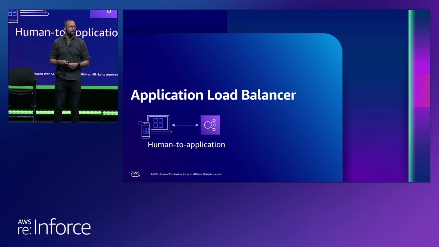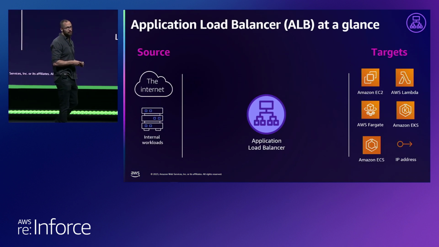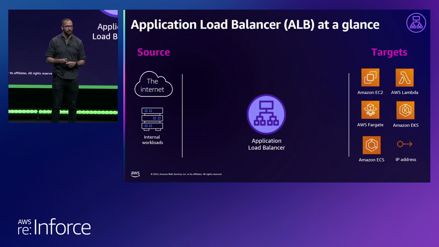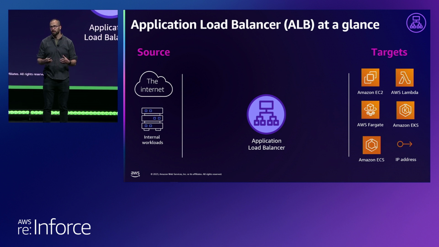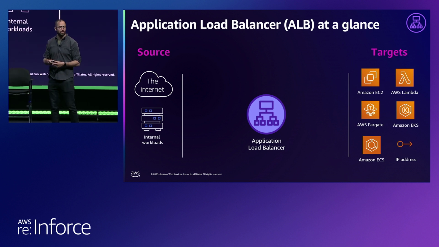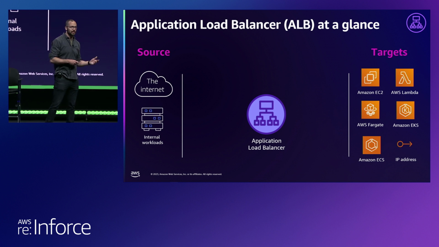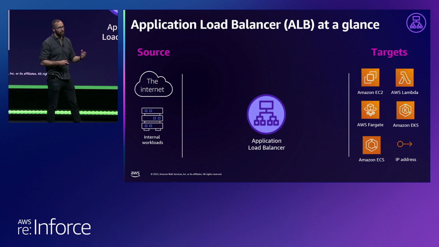OK, so let's start with the first use case, human-to-application communication, application load balancer. Application load balancer is part of the Elastic Load Balancer family, and it's focusing on delivering HTTP and HTTPS applications. So you can receive traffic from different sources, whether they're on the internet or internally within your environment, and then distribute that traffic to different kinds of backends: EC2 instances, Lambda functions, containers, even IP addresses, whether on AWS or on-premise.